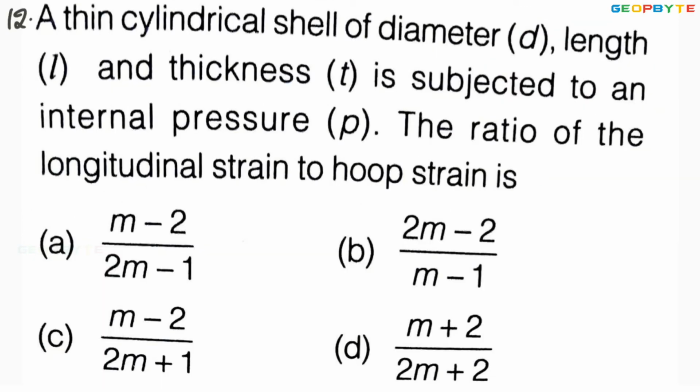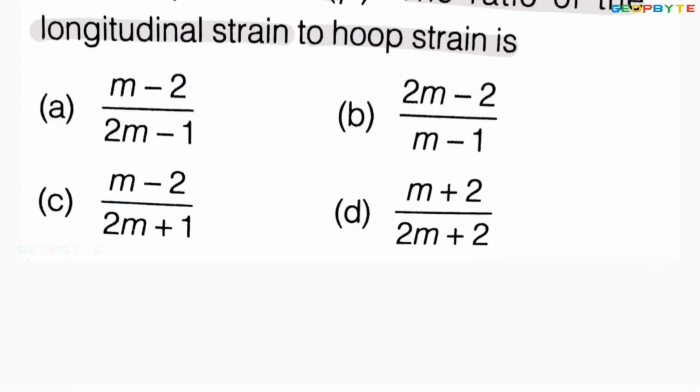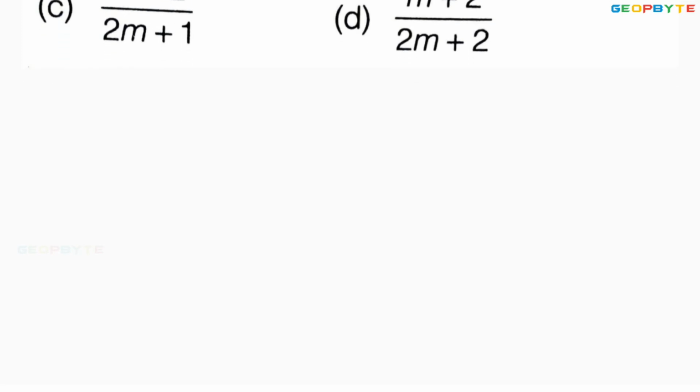Look at the 12th problem. A thin cylindrical shell of diameter D, length L and thickness T is subjected to an internal pressure of P. The ratio of longitudinal strain to hoop strain. You are asked to find the ratio between the longitudinal strain and hoop strain. First, let us write the longitudinal strain.